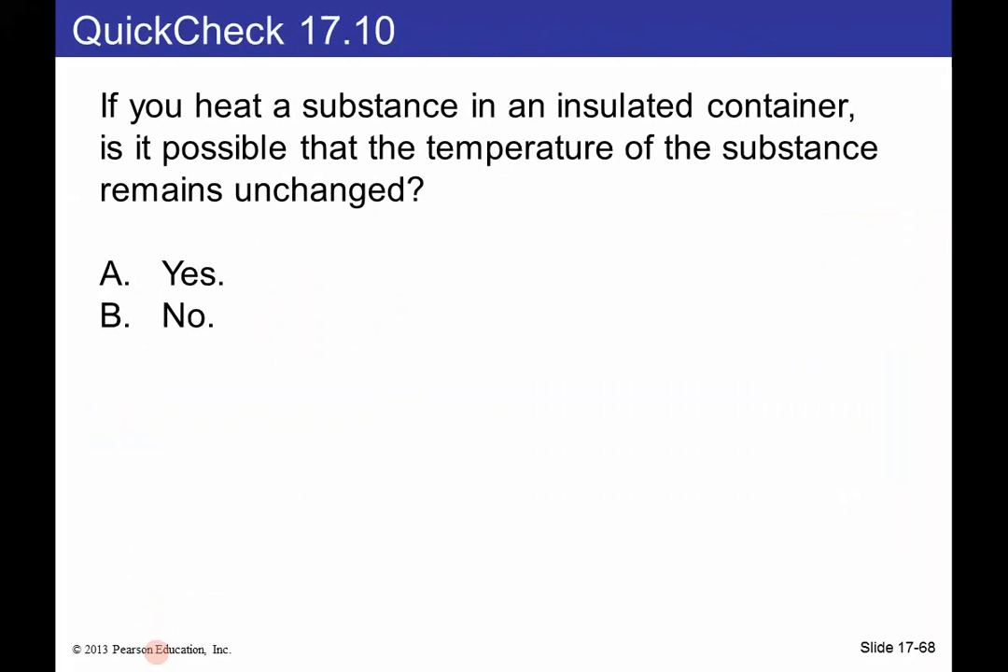So, question here: if you heat a substance in an insulated container, is it possible that the temperature of the substance remains unchanged? Take a minute to think about this question. And the answer is yes.